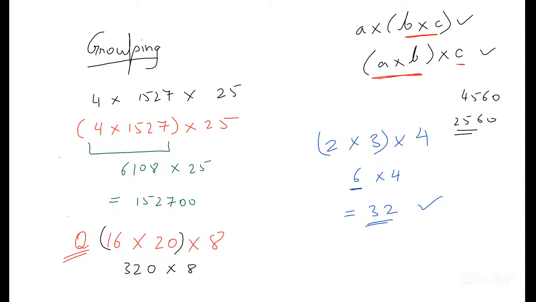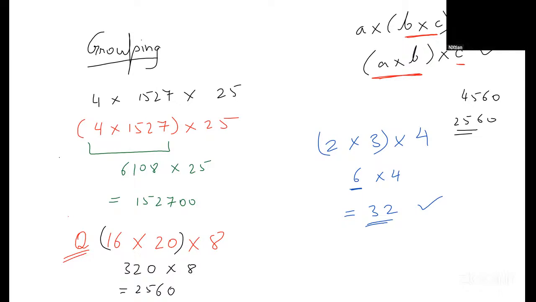So multiply 32 with 8 first and add a 0 to the answer. 32 into 8 is how much? 256. 256 and add a 0 because 32 has a 0 at the back. So 2560 will be the answer. Okay. Understood now, Nathaniel, Shriyan?